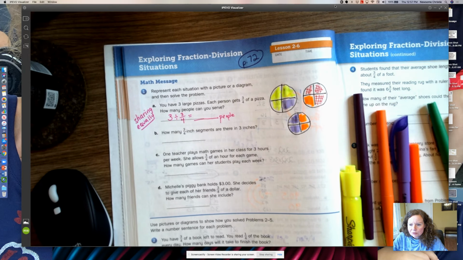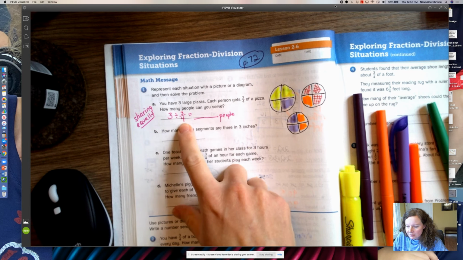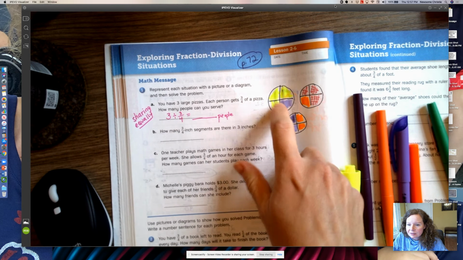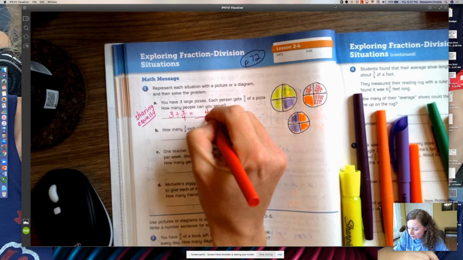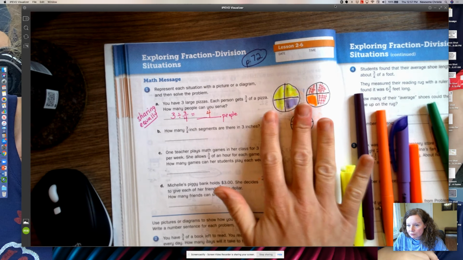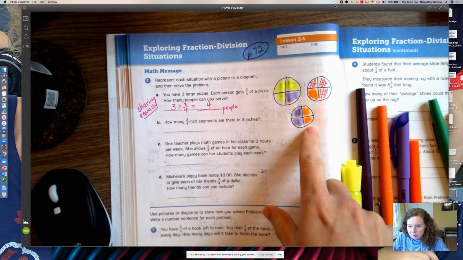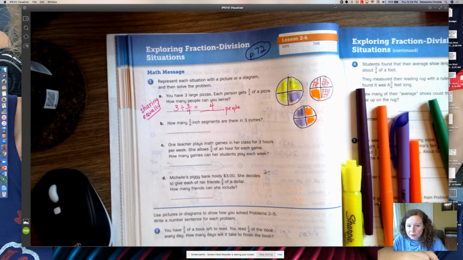Okay, so how many friends can I serve if I have 3 pizzas and I'm giving each of them 3/4 of a pizza? I can do 1, 2, 3, 4 people. Okay, and so 3 divided by 3/4 equals 4. And hopefully you can see how I did that in my picture. That's just a fraction circle diagram, taking the wholes and breaking them up into what we needed there.